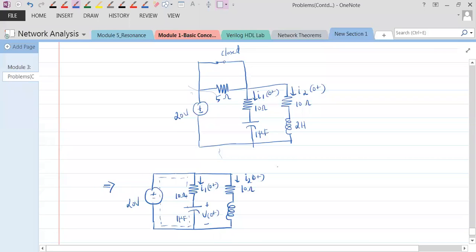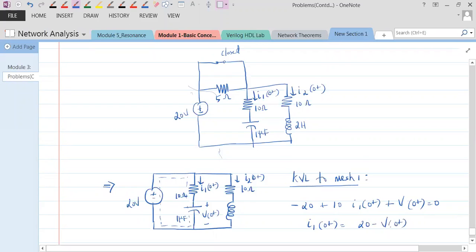Applying KVL to mesh 1. We are not marking any mesh current there. There is already a current flowing, so it's minus 20 plus 10 into I1 of 0 plus, plus V of 0 plus equal to 0. So what is I1 of 0 plus? I1 of 0 plus is 20 minus V of 0 plus divided by 10.